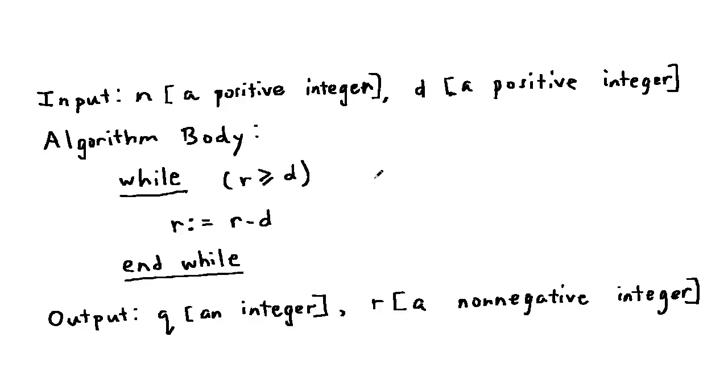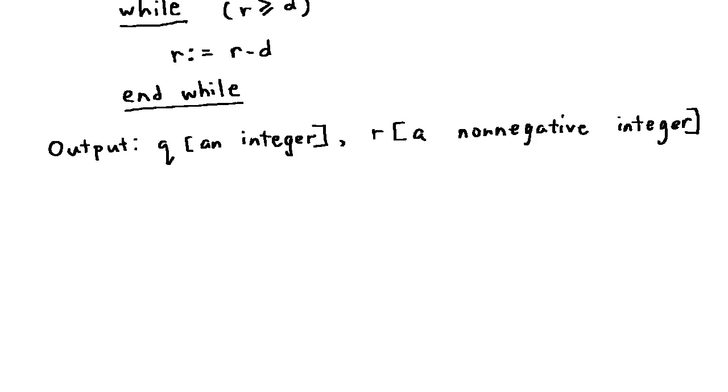We need to assign initial values to Q and R. Since we start with N and repeatedly subtract D from N, we let the initial value of R be N. Now, if N is less than D, then N equals 0 times D plus N.